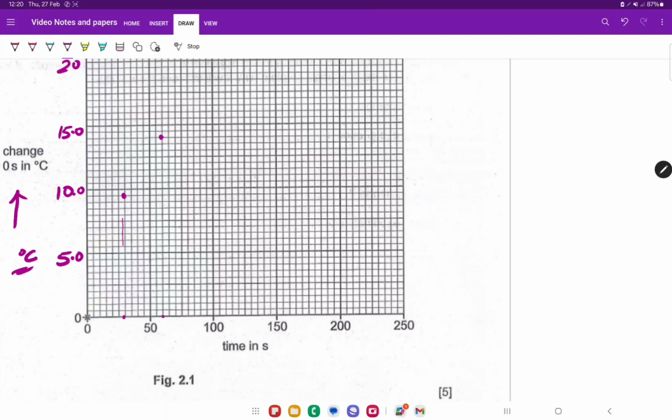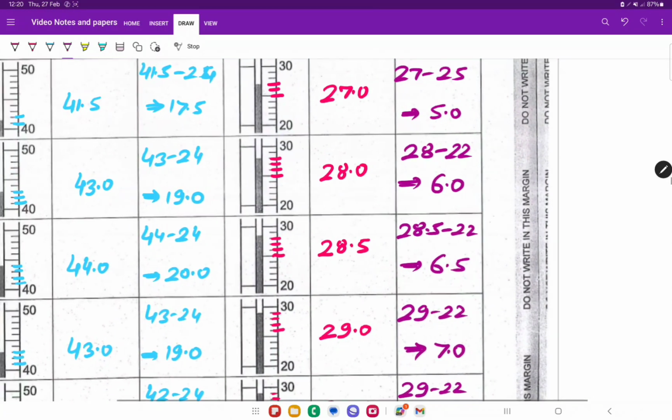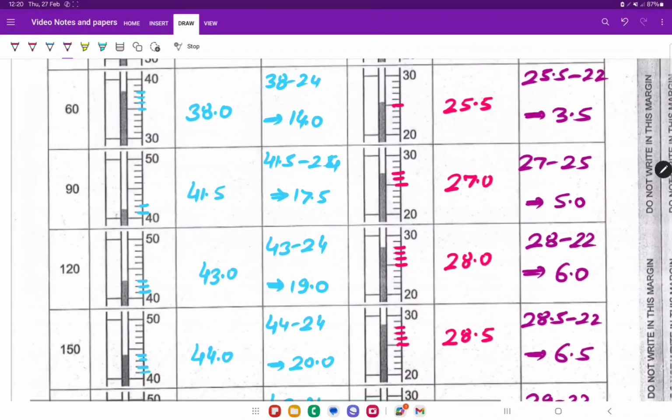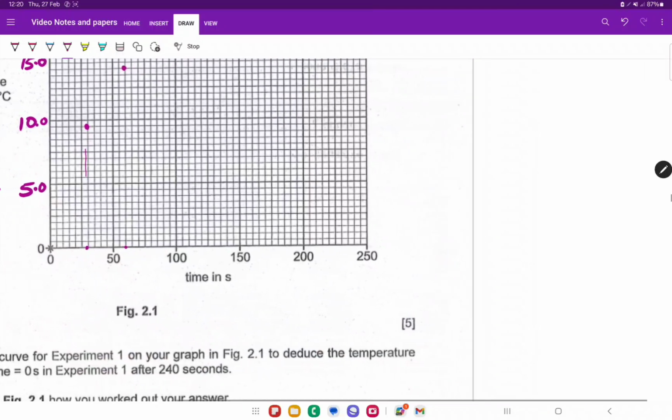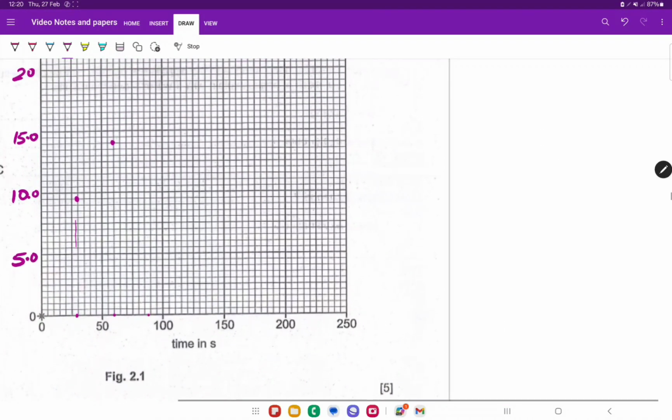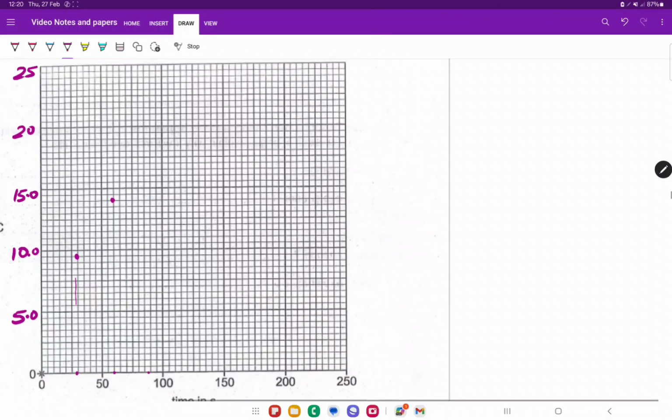Next temperature is 17.5 at time 90 seconds. This is 90 seconds, this point, and we have to plot 17.5. It is 20 minus 2.5, that is 17.5. So half of this; at this point I will go up, and then this is half. Around this point will be my 17.5.